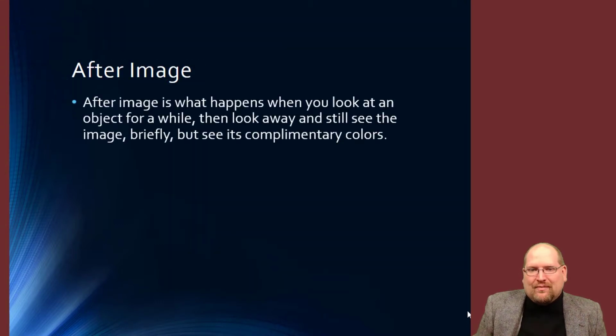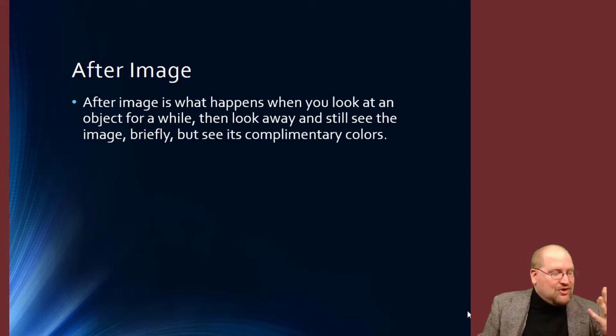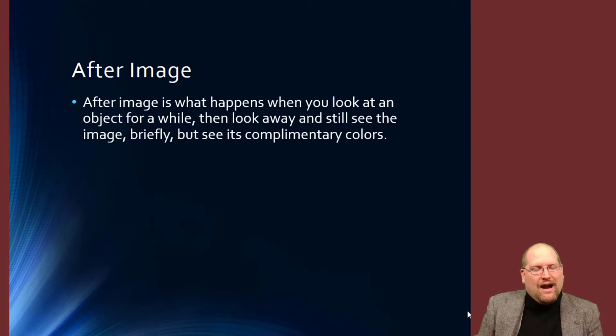An afterimage is what happens when you look at an object for a while, then look away and see the object still there briefly, but you see it in its complementary colors. So you look at an image for a long time, you look away and you still see that image, but the colors are reversed. And that's why we look at complementary colors and how our eyes are able to adjust and see that.